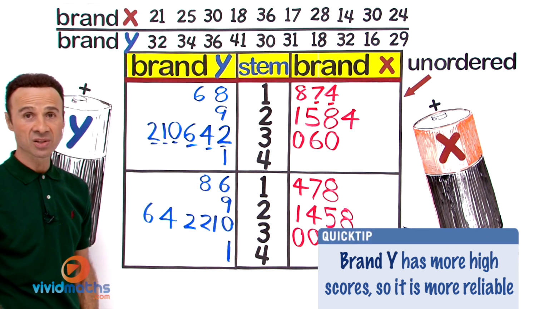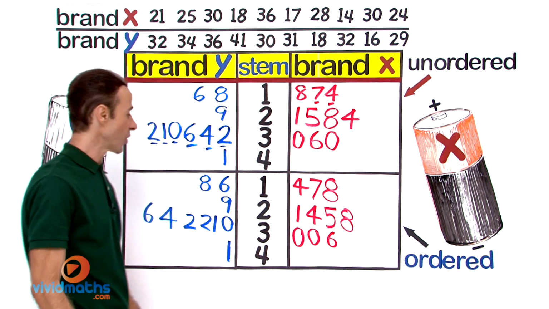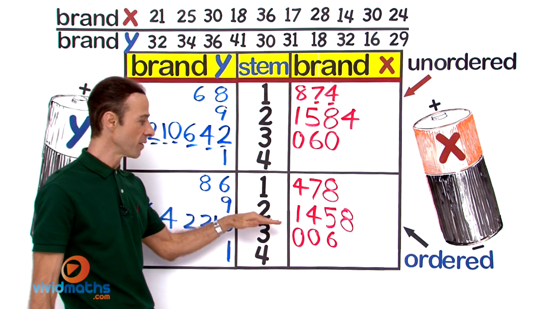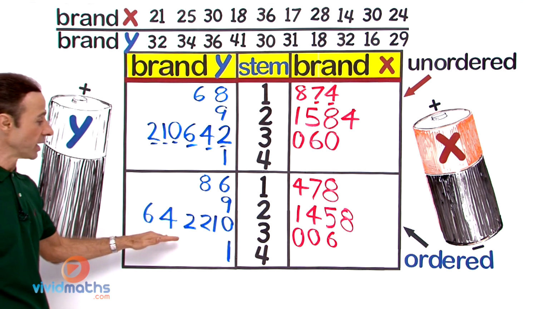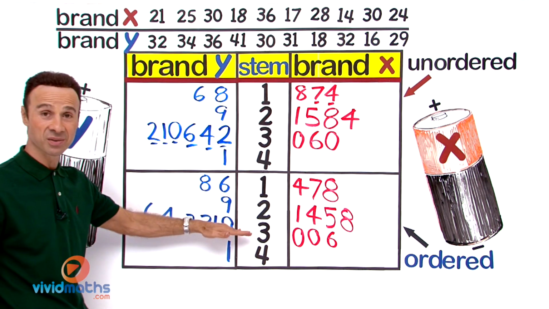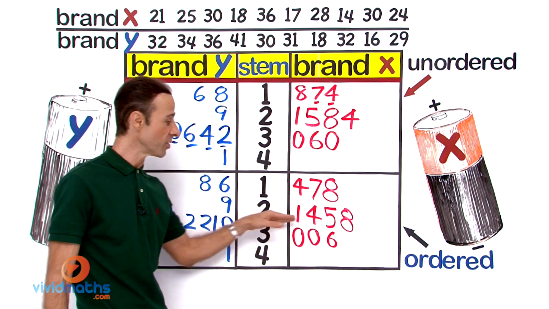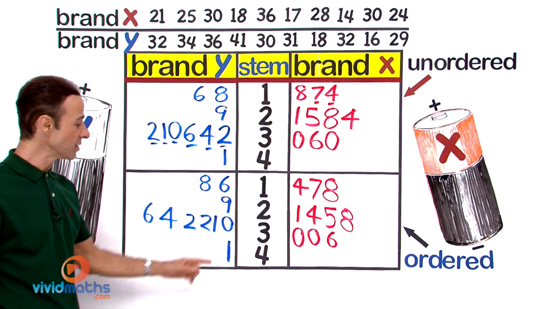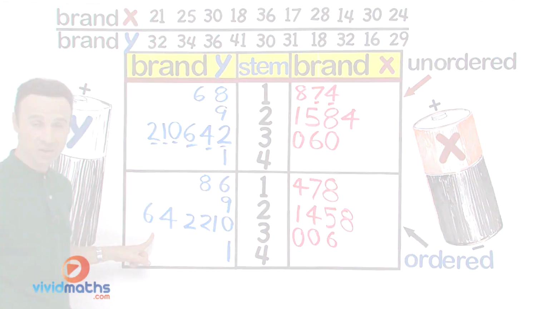Now we can look at the results and start to discover which brand failed the least or lasted the longest. As I look at these, you will notice that there are more scores above 20 over here for brand Y. You'll see there's 1, 2, 3, 4, 5, 6 scores above the 20s. Whereas on brand X, there's only 1, 2, 3, 4 in the 20s and only 3 in the 30s, which clearly indicates right across here that brand Y lasted the longest.